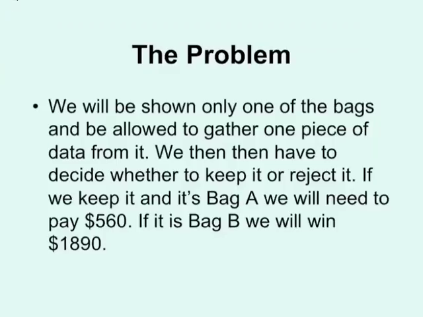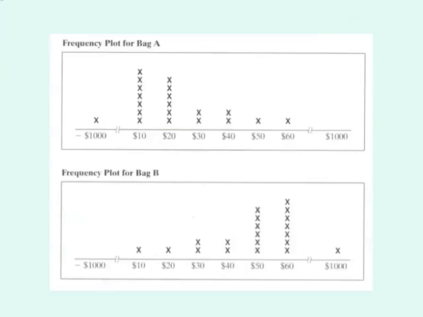Okay, so here's the problem. You're going to be shown only one of the bags, and you'll be allowed to gather one piece of data from it. We then have to decide whether to keep or reject it. If we keep it and it's bag A, we need to pay $560. If it's bag B, we win $1,890. All right? So based upon these distributions that we just saw, these frequency distributions, we're going to try and come up with some sort of a decision rule to decide upon whether we want to retain the bag or we want to give it back.